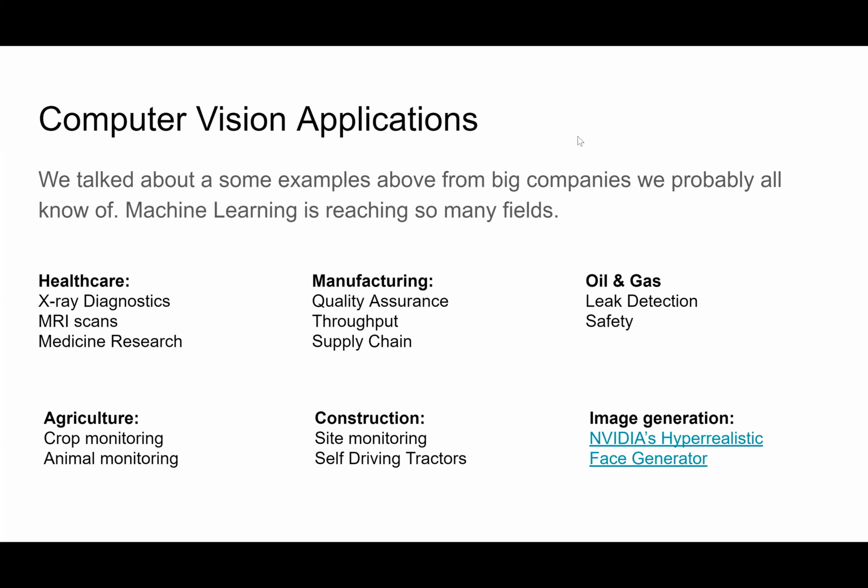But I wanted to talk about some other really cool computer vision applications, and people have already mentioned some in the chat. It's not just big tech companies that can benefit from things like computer vision and machine learning. It really is reaching so many different fields right now. So we had talked about in the chat earlier, healthcare. You can use it for things like X-ray diagnostics, MRI scans, medicine research.